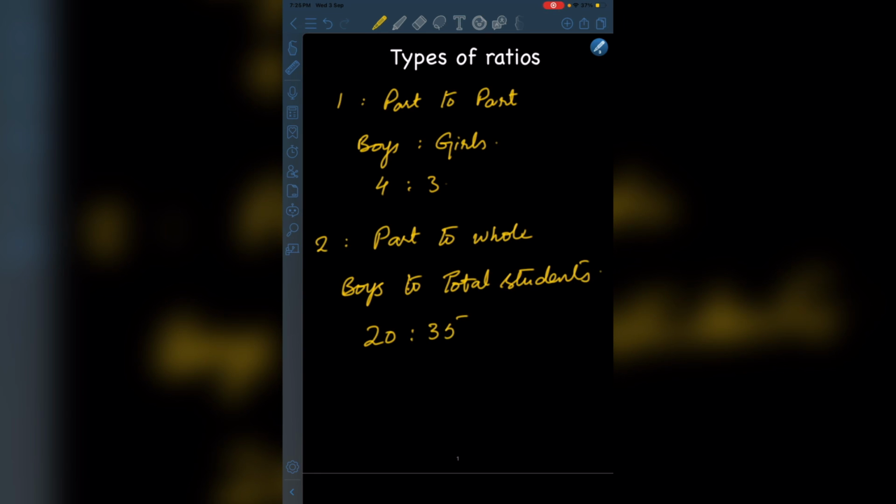Now, for example, if we want to simplify this, we have 20:35, it's equal to 4:7.